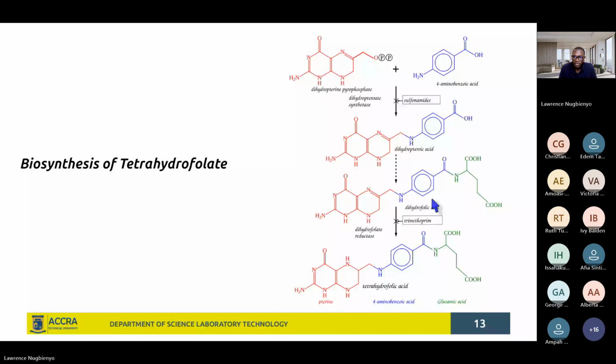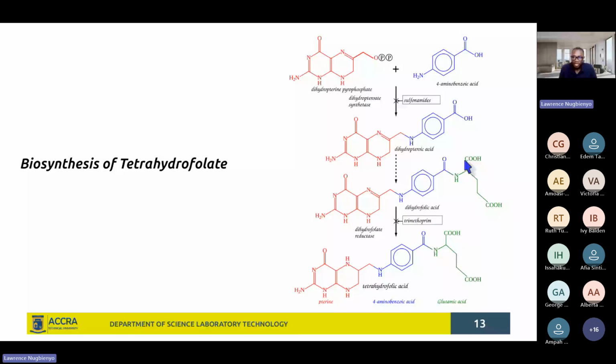All right. The next thing you see is that you have an amino acid. This is green. Glutamic acid or glutamate coming to bind to give you dihydrofolic acid.